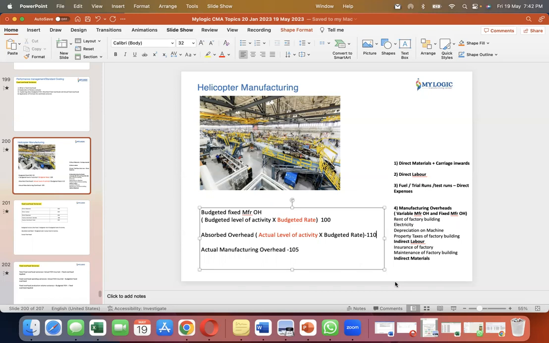Please respond yes or no. So we discussed budgeted fixed manufacturing overhead at the beginning of the period, even before the operation starts. We discussed actual at the end of the period. In between, to close accounts, we have something called absorbed overhead, which is nothing but actual level of activity into budgeted rate.